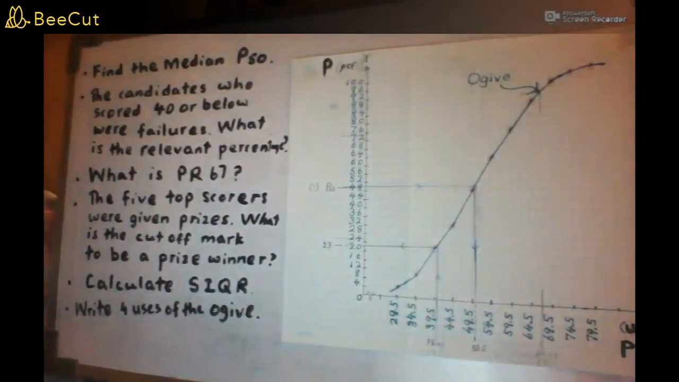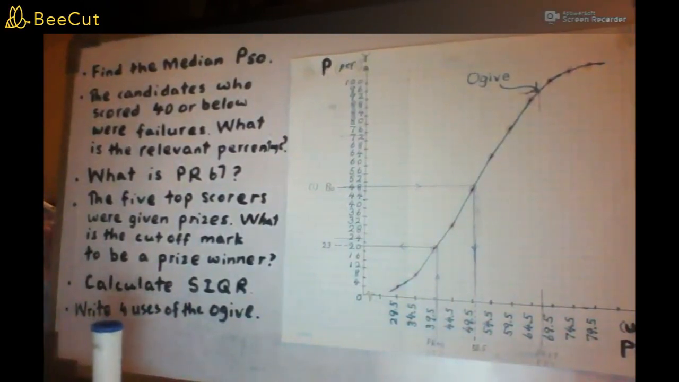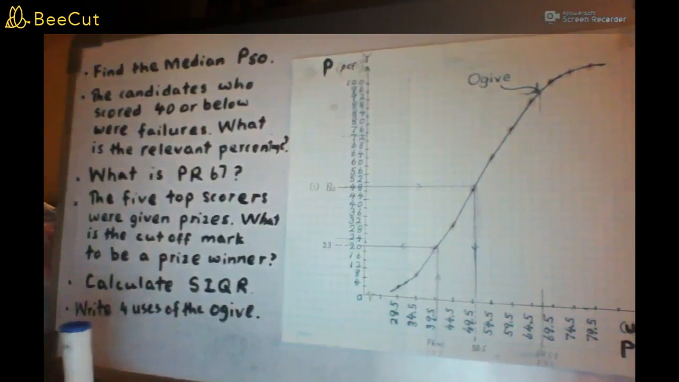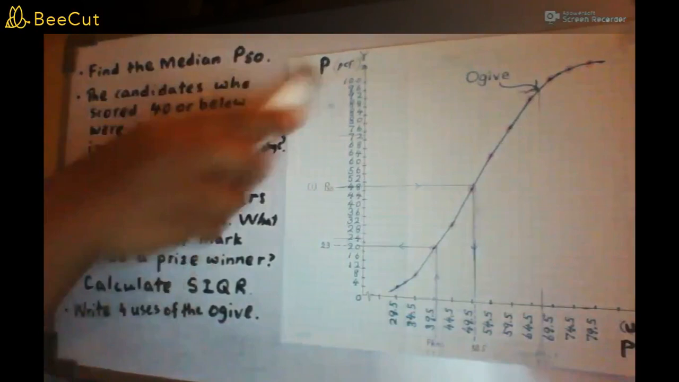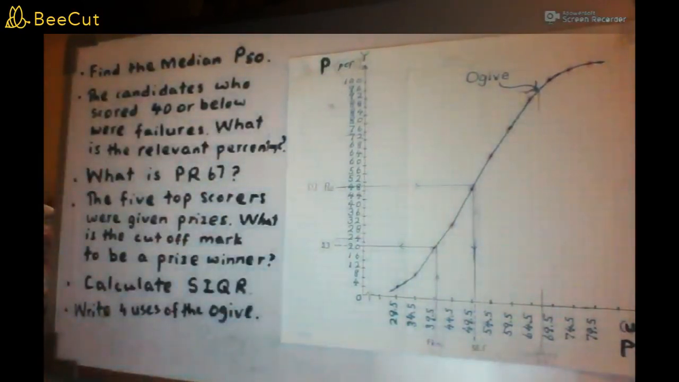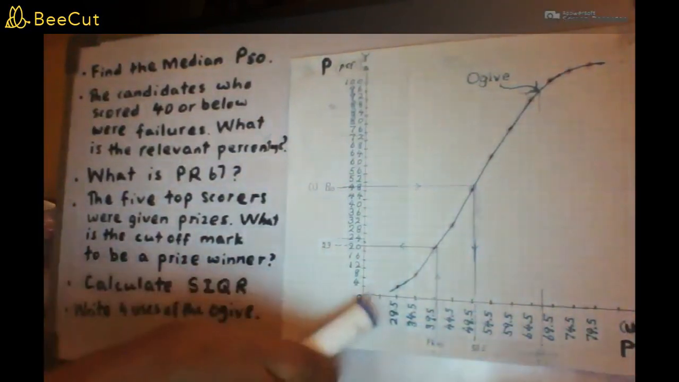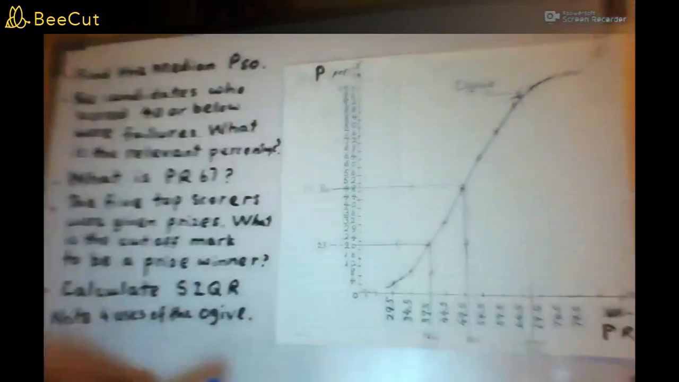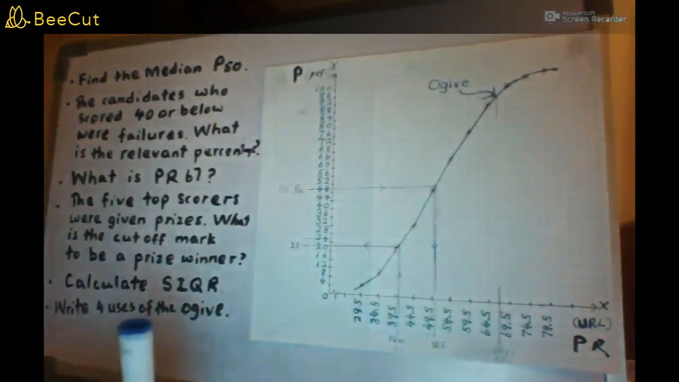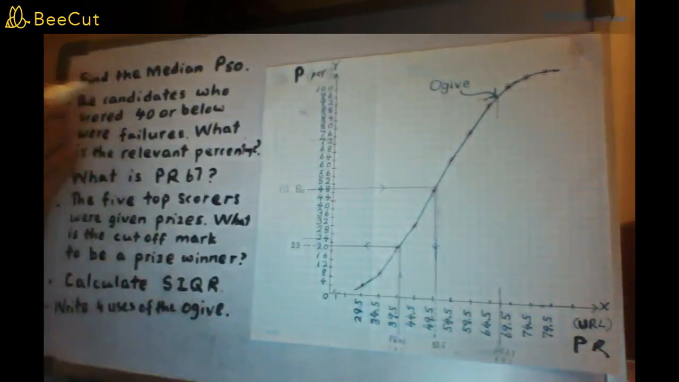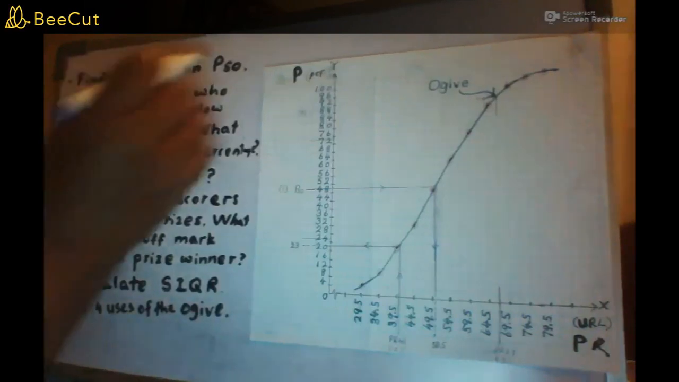First we have to read the question and identify what is given, whether the percentage or the mark. If the percentage is given, then we go to the PCF column, the P's. And if a mark is given, marks are on the x-axis, so we go to the x-axis, the PR axis. Now, the first one: find the median, P50. So what is given here? P50.